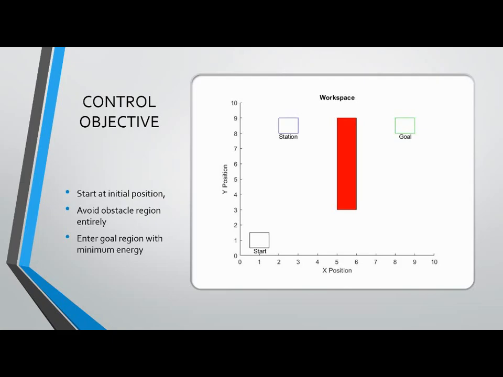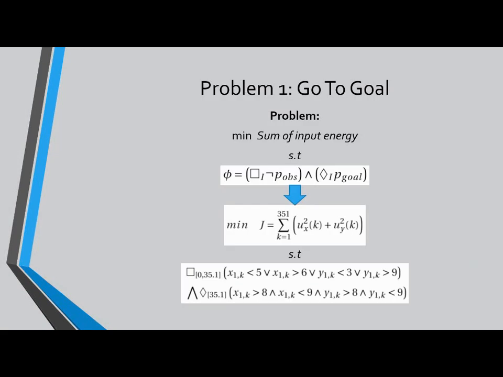And so now I want to just rehash the control objective now that you have all the information in front of you. The idea was to start at the initial position, avoid the obstacle region entirely, and enter the goal region with minimum energy. For the first problem that I will show you, we don't consider the station, while the second one tries to reach the station at some point within that interval from leaving the start to getting to the goal position. And so for the first problem, we simply want to get to the goal while avoiding the obstacle region. And so it becomes a problem of minimizing the sum of the squares of the input energy subject to that MTL formula and the dynamics of the system.